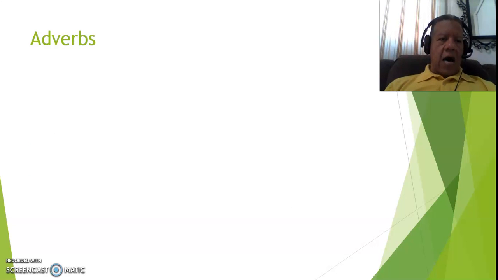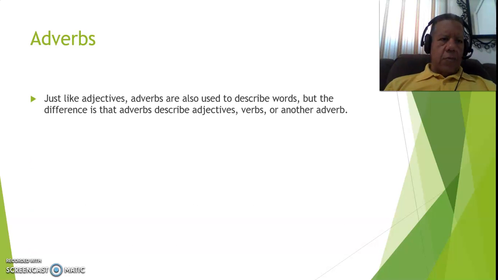Let's continue. Adverbs. Just like adjectives, adverbs are also used to describe words. But the difference is that adverbs describe adjectives and verbs or another adverb. Al igual que los adjetivos, los adverbios son modificadores, pero en su caso modifican a los verbos. Pueden modificar un adjetivo o pueden modificar a otro adverbio.